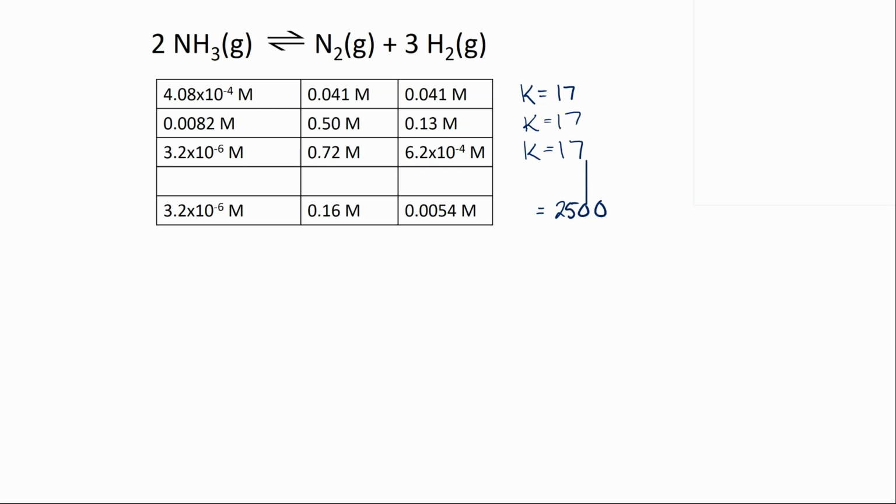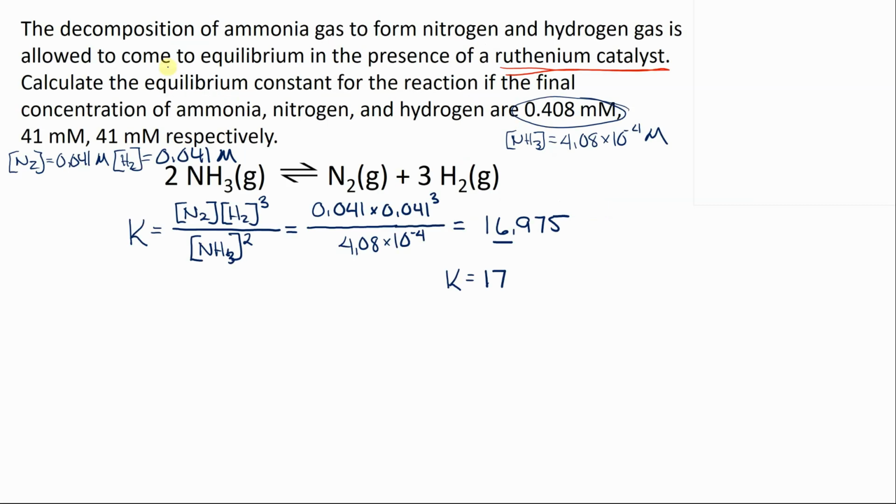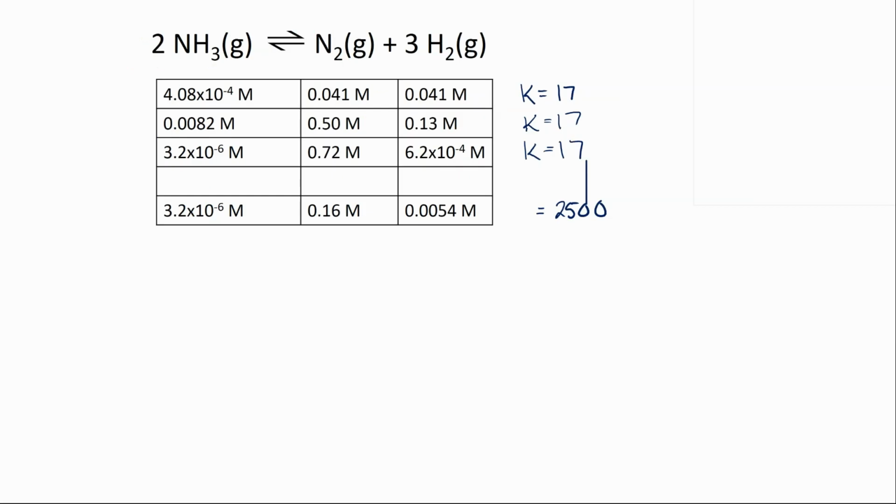I can still plug numbers into that calculation, but if the system has not come to equilibrium there, that value may not be that 17 number. In this case, I'm going to label this as Q. It's called a reaction quotient. It's the same equation we just did. It's the products over the reactants. So it would be the concentration of the nitrogen times the concentration of the hydrogen cubed, concentration of ammonia squared. But it's not necessarily at equilibrium. When Q is equal to K, the system is at equilibrium.